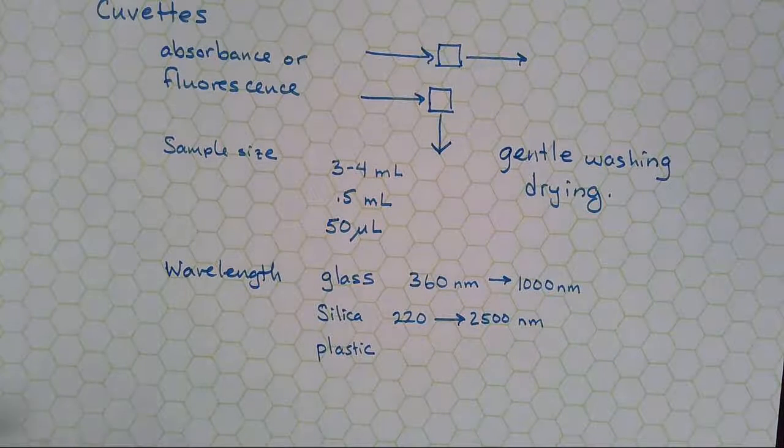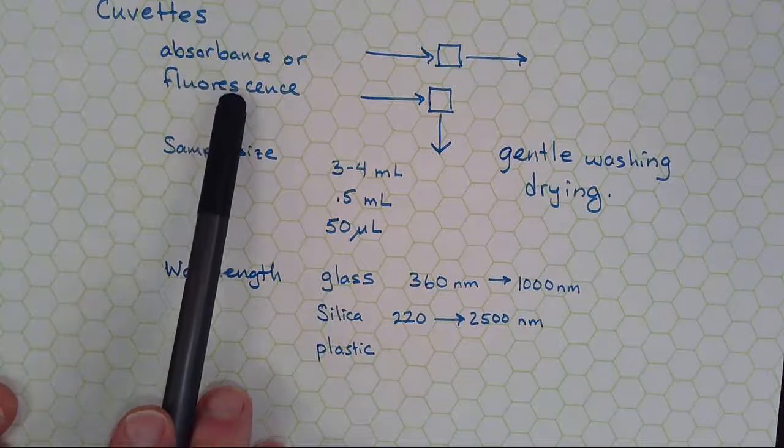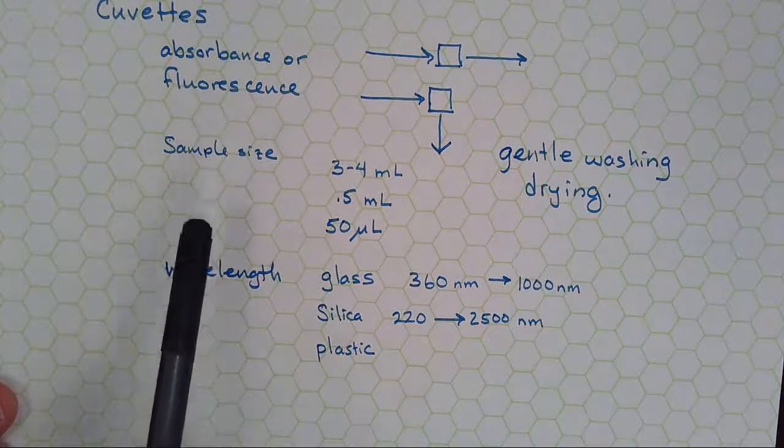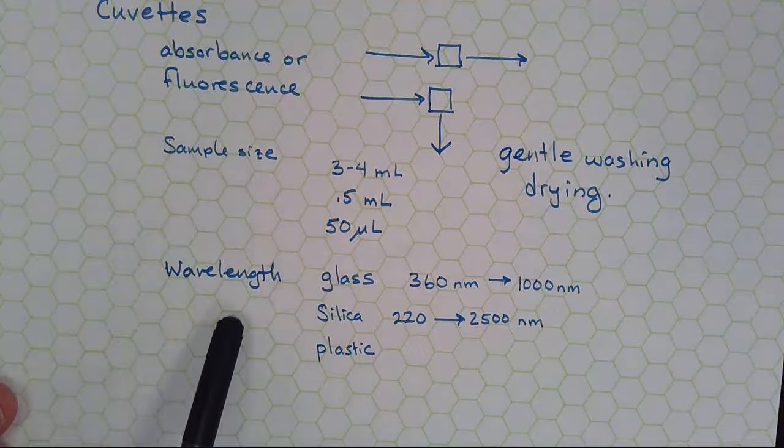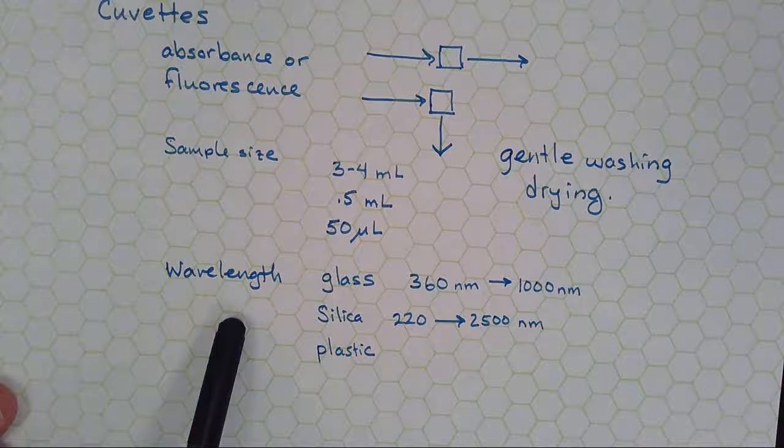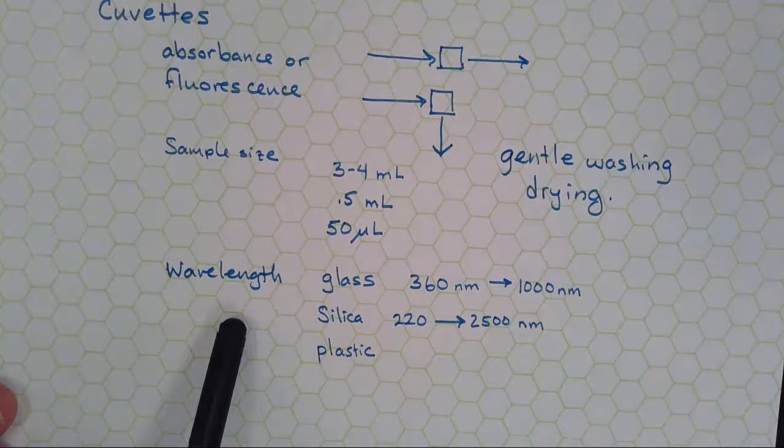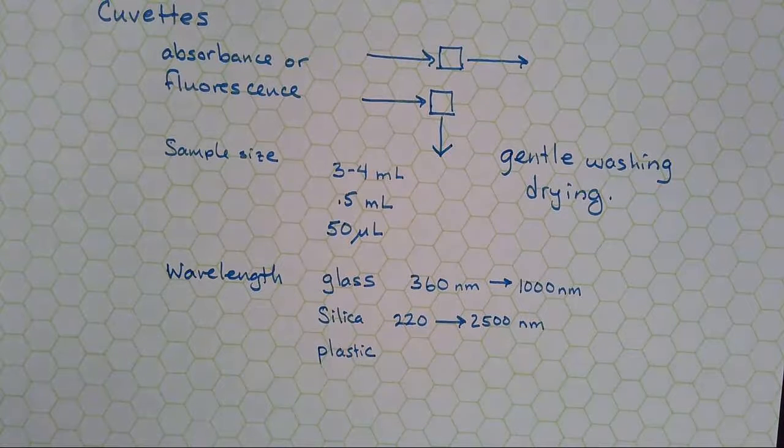So when you're thinking about cuvettes, think about what your technique is, what your sample size is, what wavelength you have, all of that stuff. And then you want to make sure that you're orienting it correctly in your instrument. I think I'm going to go ahead and stop.